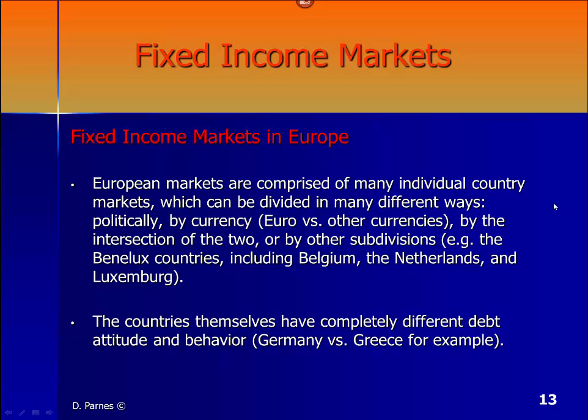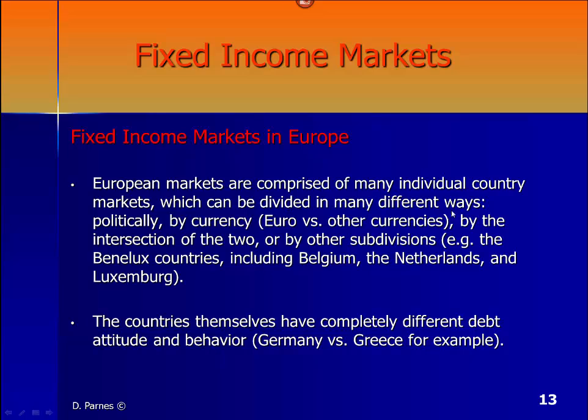Let's learn a little bit about the fixed income markets in Europe. The European markets are comprised of many individual countries, and this market is pretty volatile, with countries getting in and countries coming out. For example, only recently we heard about Brexit, that Great Britain would like to exit the European markets. In any event, this creates all kinds of problems for measuring all kinds of indicators.